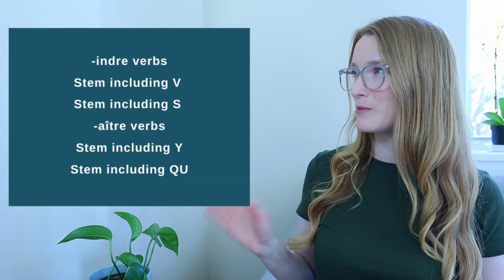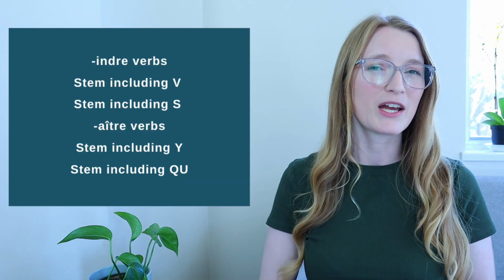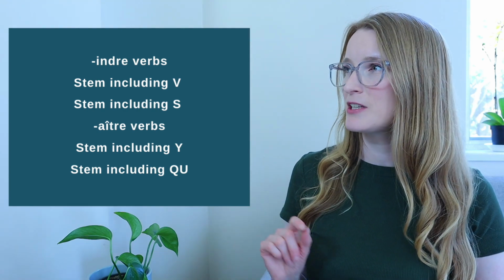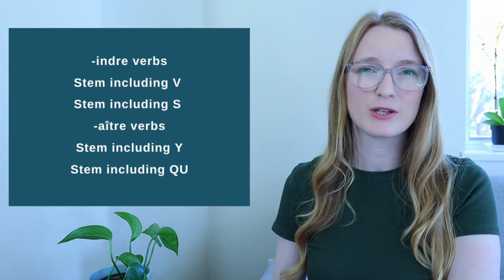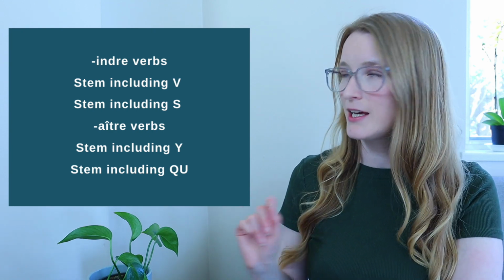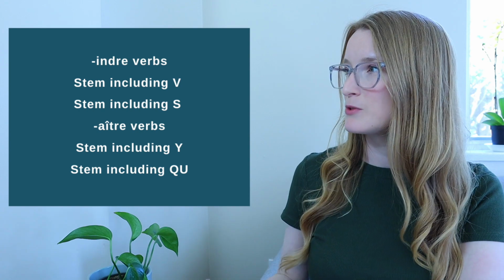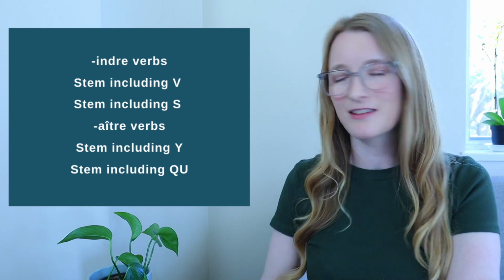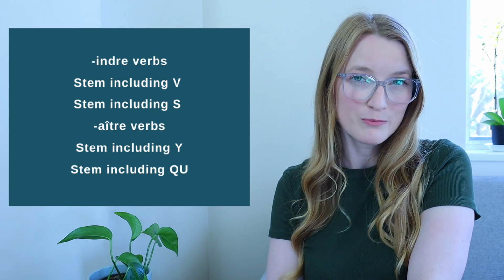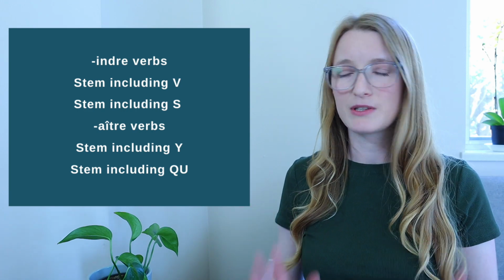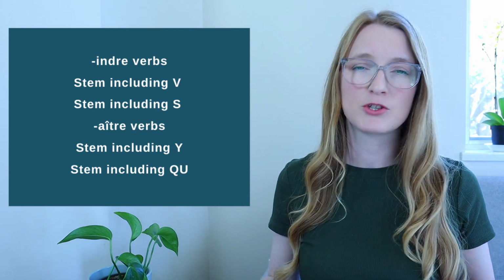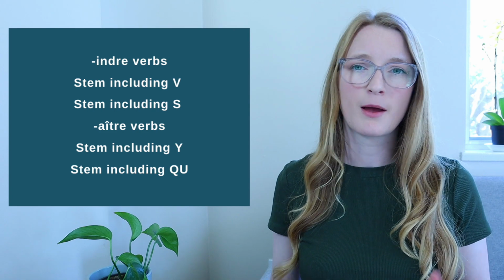So here are all the verbs that we are going to see today. We are going to see the one ending in indre, verbs with the stem including v, verbs with the stem including s. Then we have the aître verbs, the verbs with the stem including y, and then finally the one with the stem including q, u. So each of them are very specific types of verbs. Of course, they are all irregular. So make sure to understand how to conjugate them.